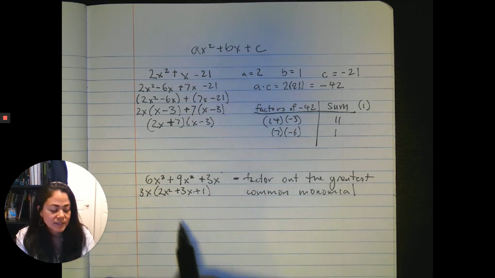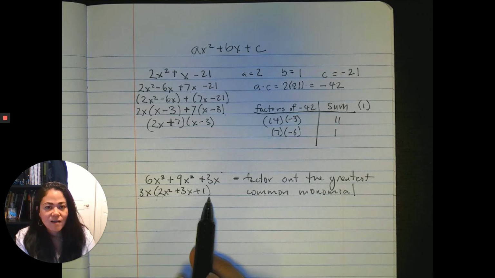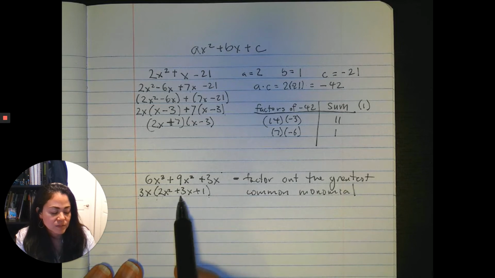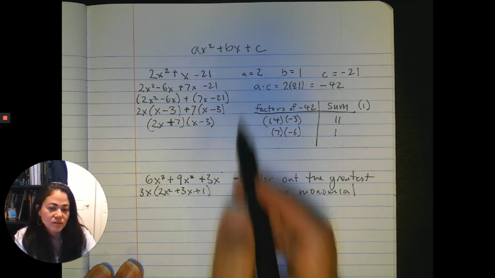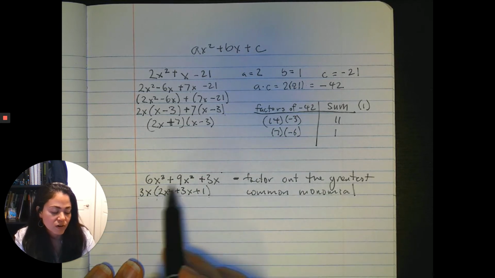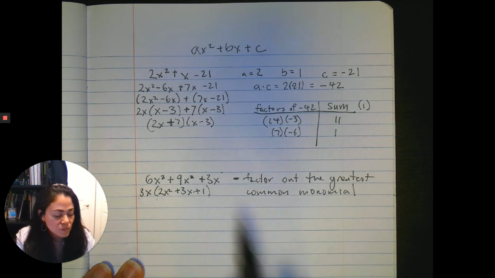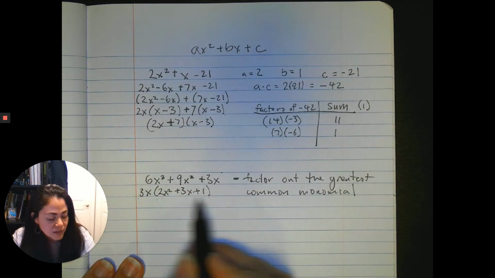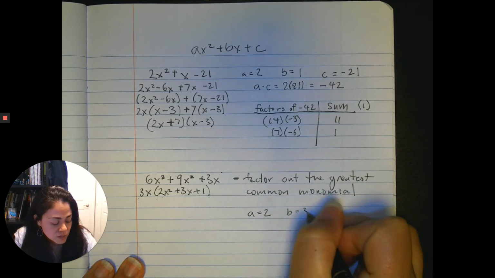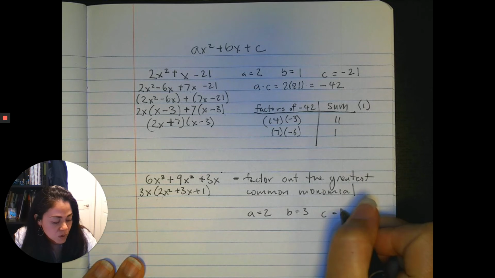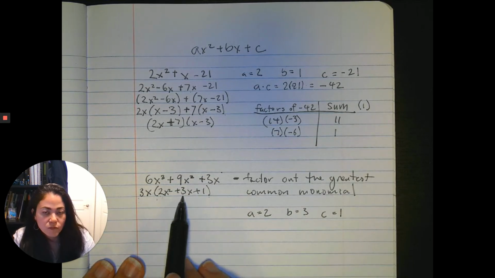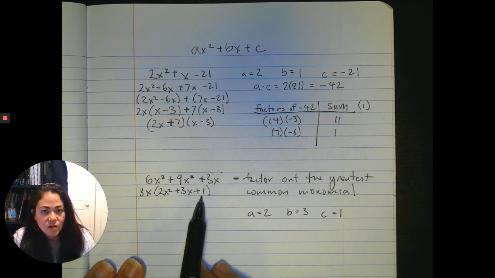Now, inside these parentheses, we have a quadratic. It's in the form of ax squared plus bx plus c. And we can follow this process that we did previously. So we're not going to forget the 3x, but we're going to concentrate on what's inside here. Okay, so now I'm going to identify a as 2, b as 3, and c as 1. a is 2, which is the coefficient here. b is 3, the coefficient in front of x. And 1 is our constant.